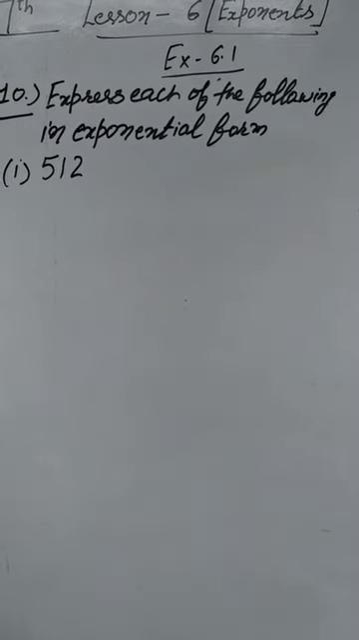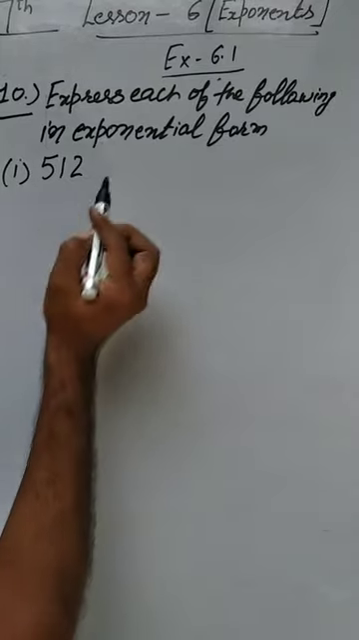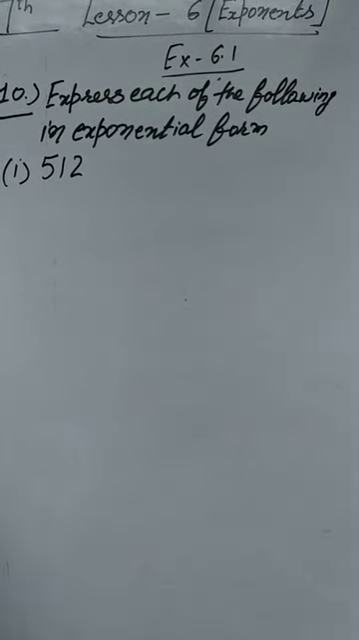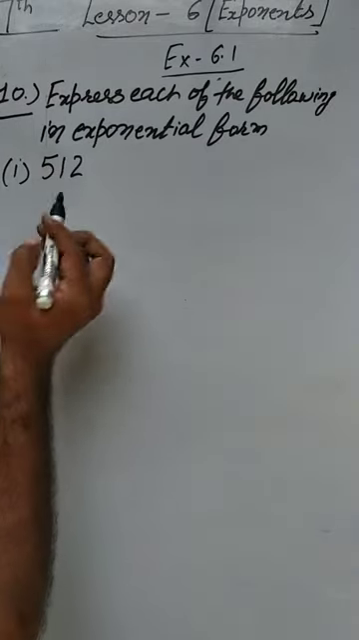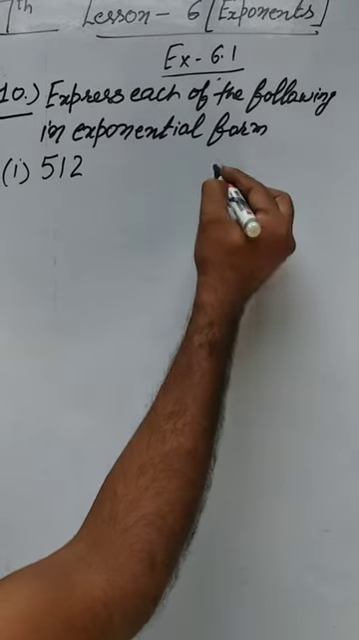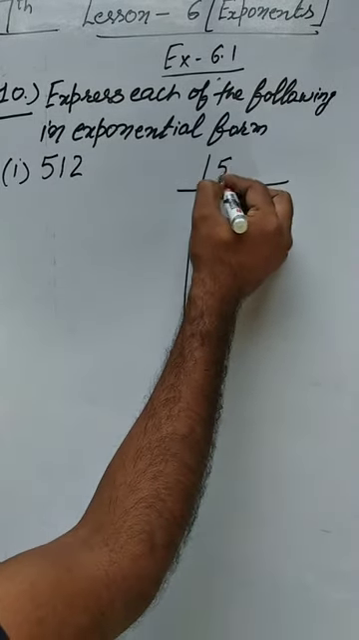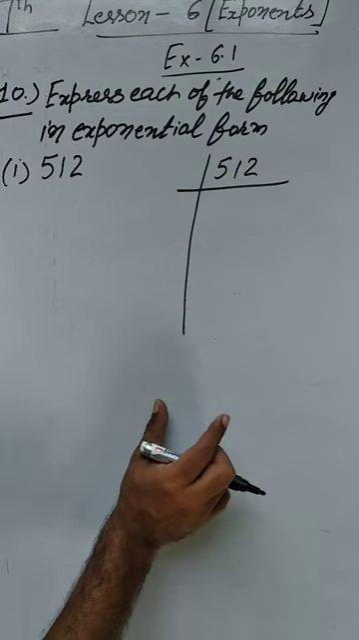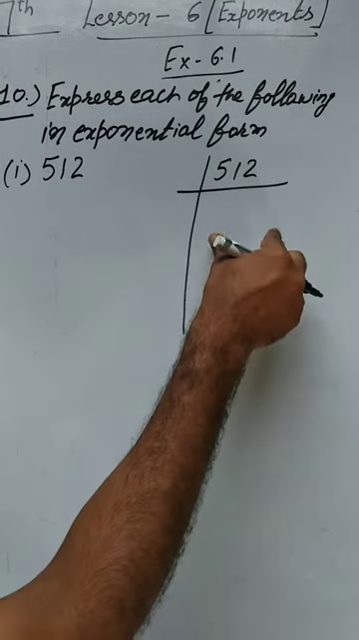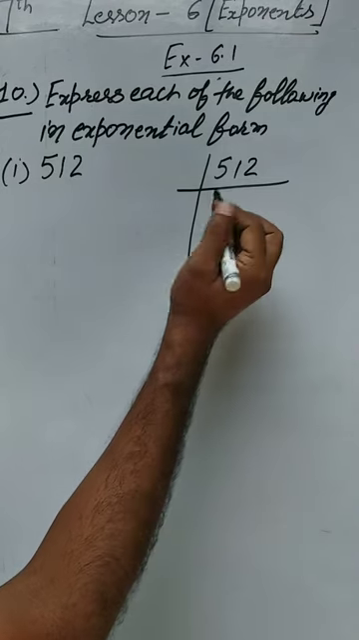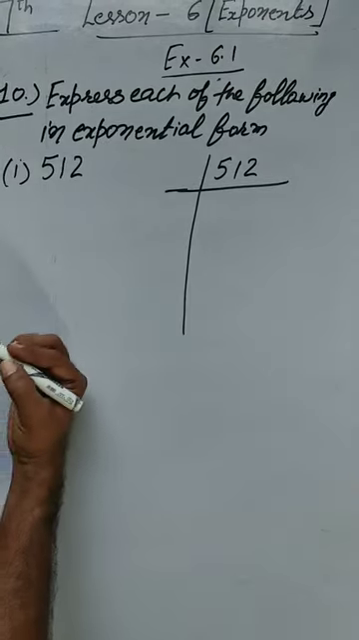Yes beta, question 10th, very important question. Express each of the following in exponential form. Means you have given some numbers, you have to write them in exponential form. First part is beta 512. Beta, when you have to write these numbers in exponential form, then first of all find their prime factorization. You know very well how to find the prime factorization.